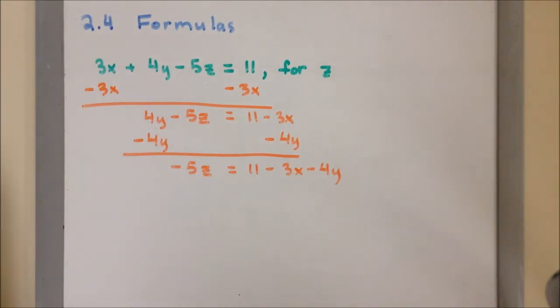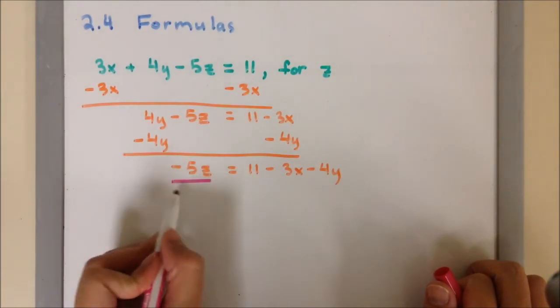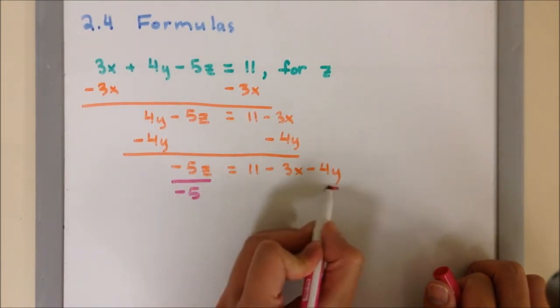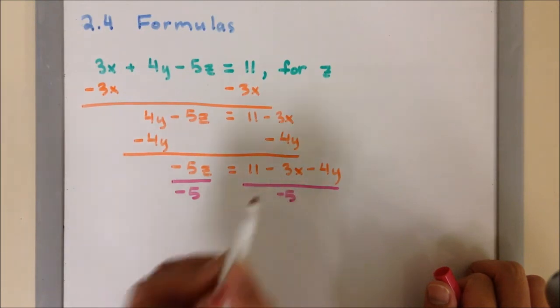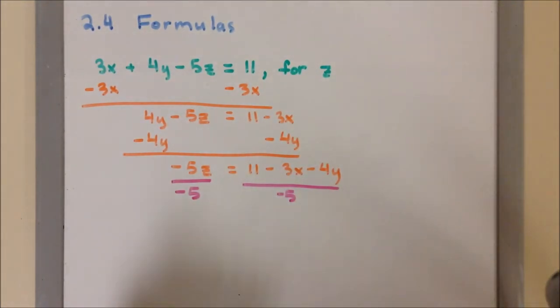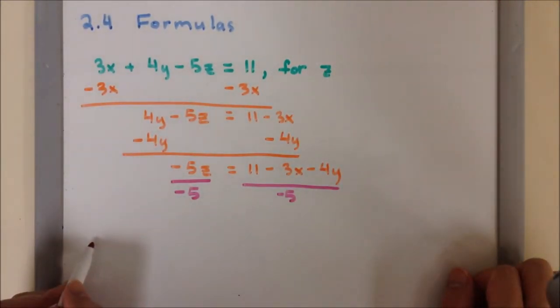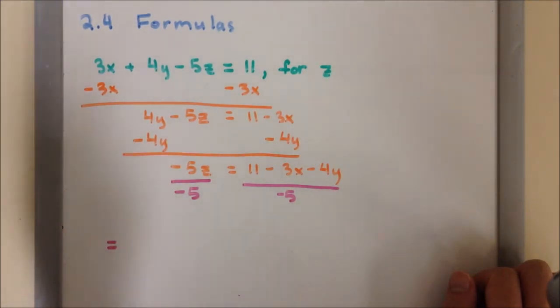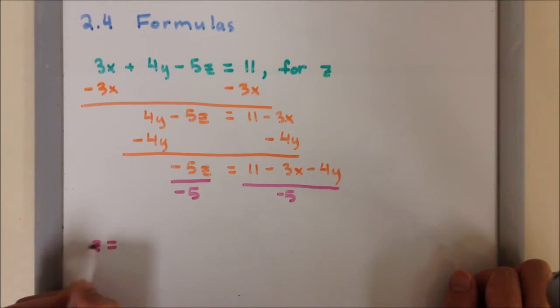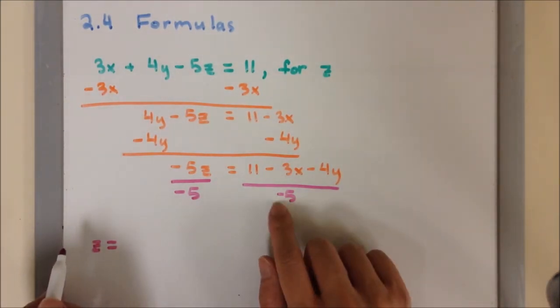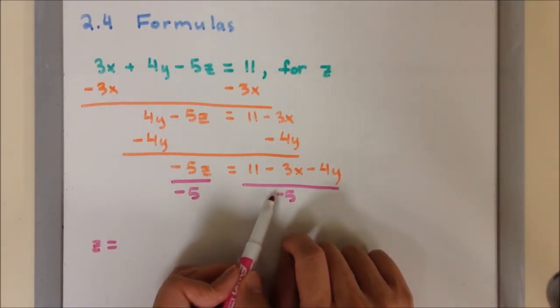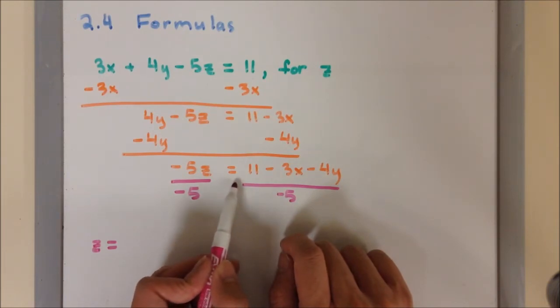Alright, next, to get z by itself, I'm going to divide the whole thing by negative 5 and the whole thing by negative 5. Now, this is the part where we have to be extra careful because it has a negative. So I'm going to write right here, y equal, sorry, that's from the last example, it's actually z equal. Since it's a negative, I'm going to move the negative to the front, or to the top.